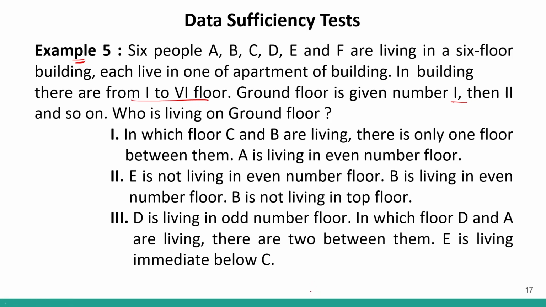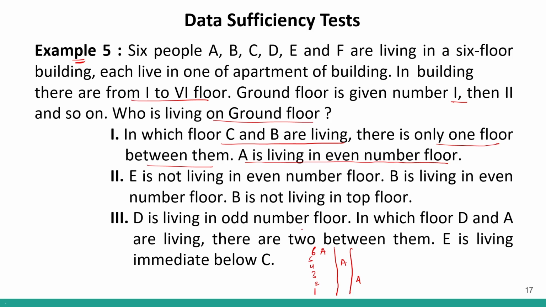I am writing them over here: 1, 2, 3, 4, 5, 6 floors. Okay, 6 floors are there. Statement 1 says that in which floor C and B are living, there is only one floor between them. And A is living in an even numbered floor. So A is living either on 6 or 4 or 2. Correct? 3 possibilities. We have to find who is living on the ground floor.